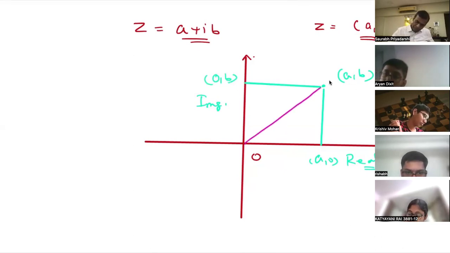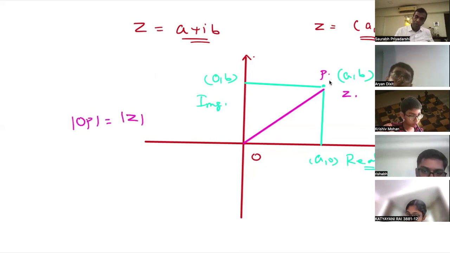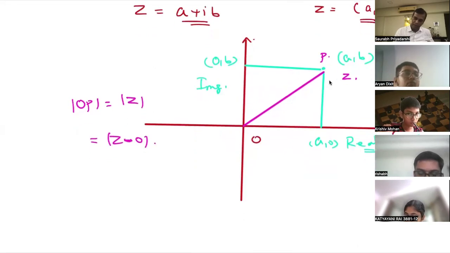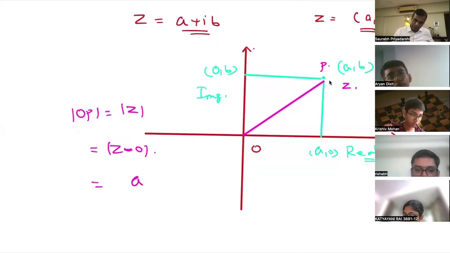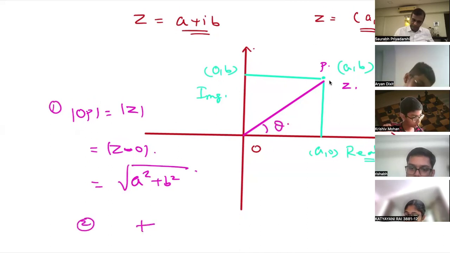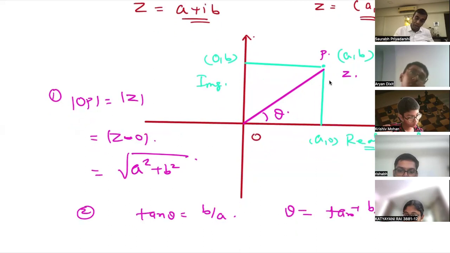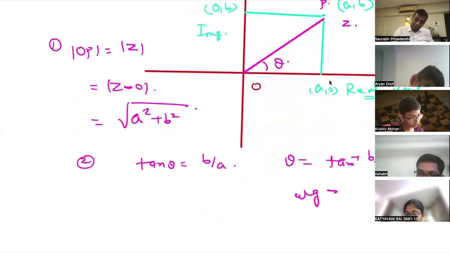If you go from the origin to this number Z, the length OP is denoted by mod z, or |z minus 0|, right? Or this is the distance formula: square root of a square plus b square. Second, if this angle is theta, tan theta is equal to b by a, or theta is equal to tan inverse of b by a. This is called the argument, arg of z.